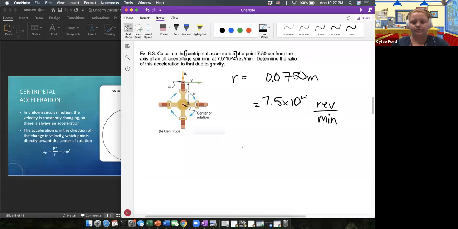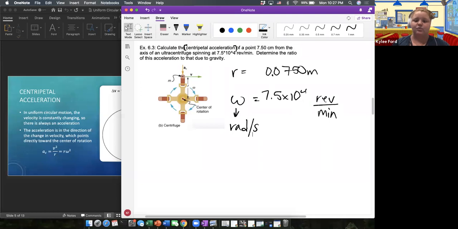So this revolutions per minute is actually going to represent our omega. Our omega, again, is typically in radians per second. So we're going to have to do a few things to translate this into radians per second. Watch out for that when you're going through the homework. You will have to do this a few times as well.